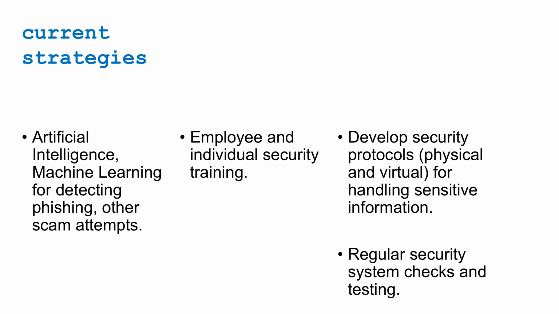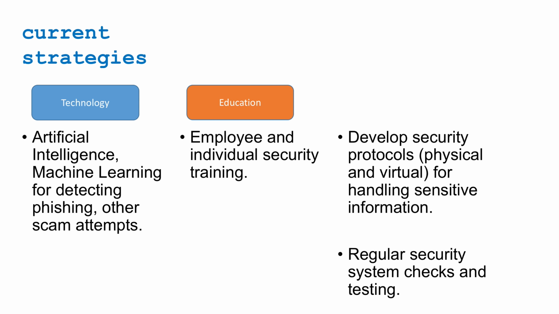Despite these challenges, there are strategies to combat social engineering attacks. Typically, these strategies fit into one of three categories: technology, education, and policy. Technology is improving phishing and scam message detection through artificial intelligence and machine learning. This effort is filtering out social engineering attacks before they reach the end user.